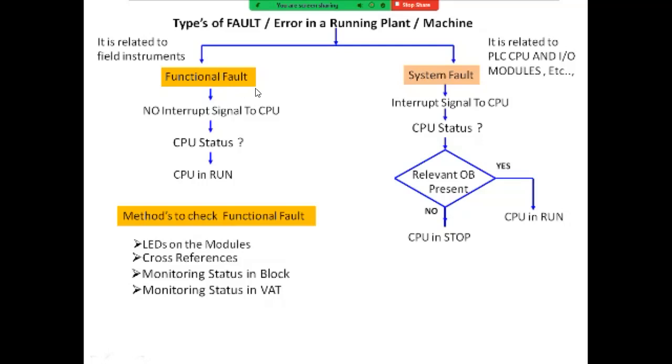If that OB is available, it will be in run mode, but it will show the error on the CPU. The SF LED will be there on your CPU, and that LED will be red. You can understand that there is an error on the CPU. So to check those errors, we again have some methods here for system faults.